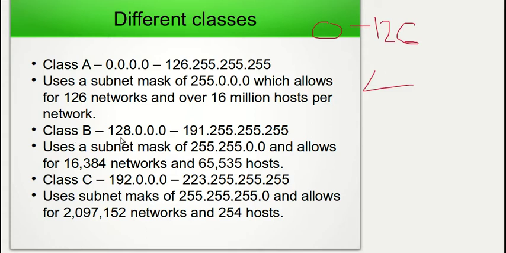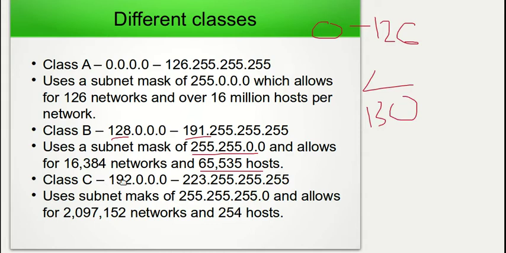Class B networks are slightly smaller in that they use a subnet mask of 255.255.0.0, but they still allow for 65,535 hosts. These would be used for your medium-sized businesses. Class B networks have a first octet that ranges from 128 through 191. So if we look at an IP address and we see the number 130 in the first octet, it means that network is a Class B network.